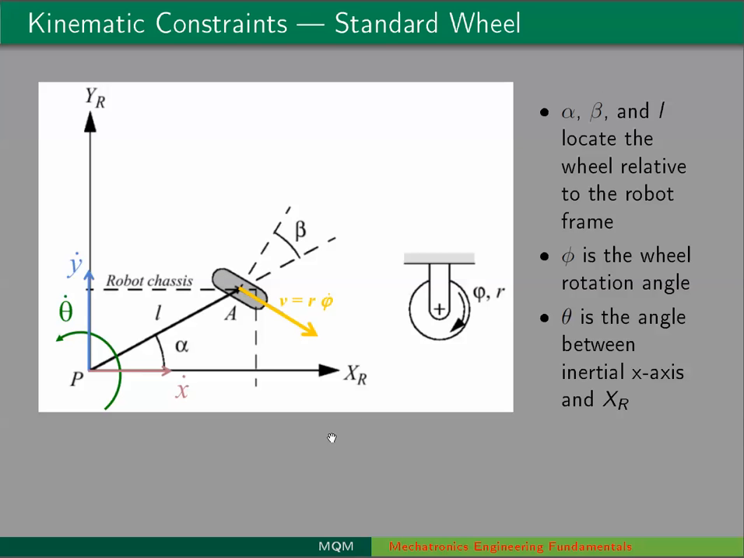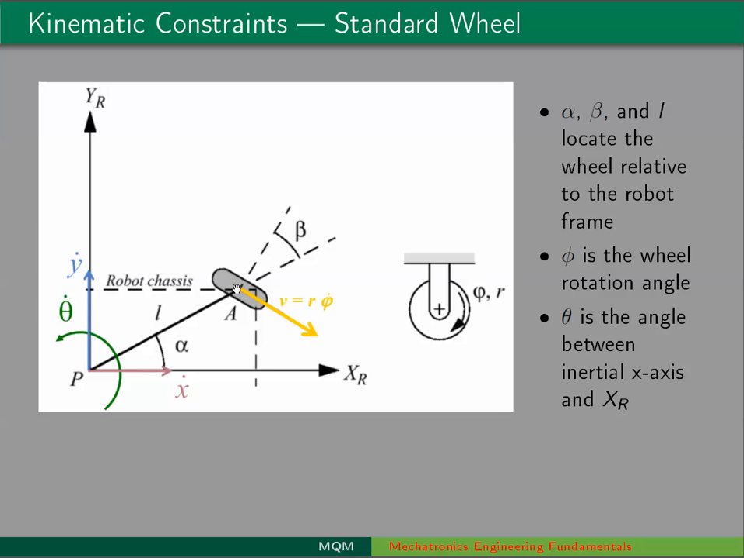This figure shows a standard wheel. So we're here in the robot frame, and the point P is considered to be the origin of that frame. And relative to that origin, we have a wheel, a standard wheel, and it's at a distance L from the origin. And the contact point between that wheel and the ground is a distance L from point P, and that line is at an angle alpha from the robot X axis. So that's how we locate the wheel.